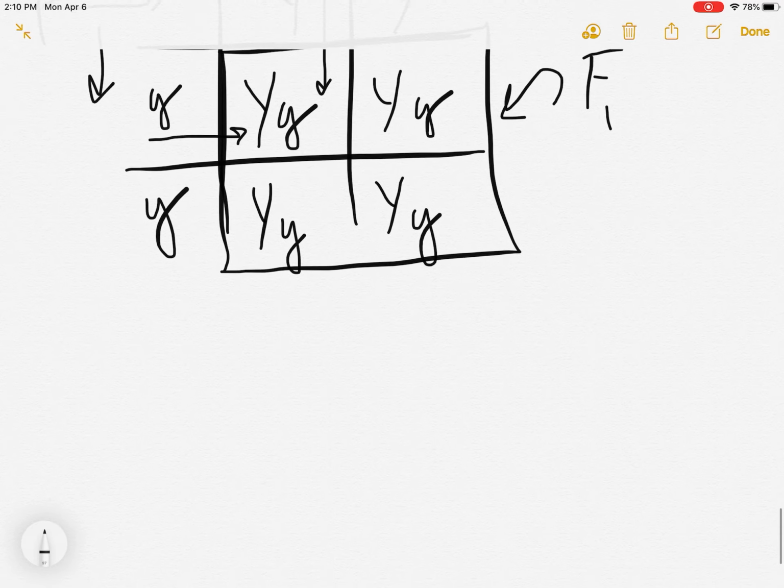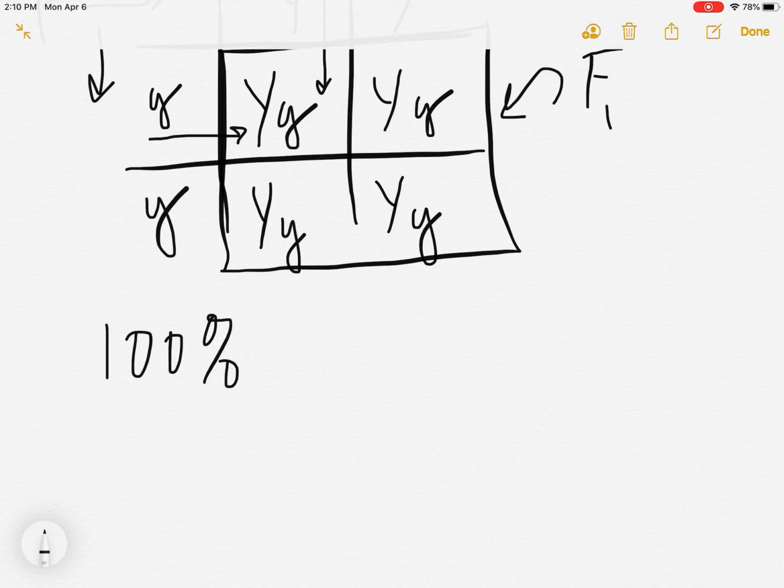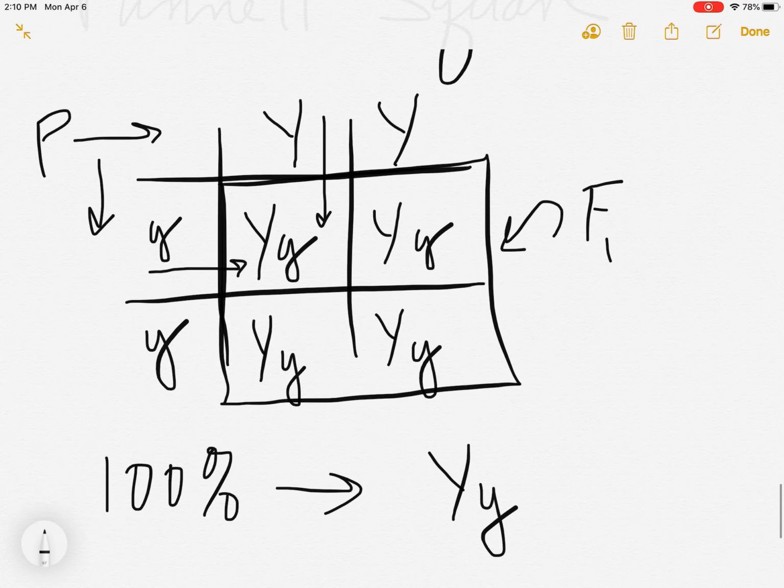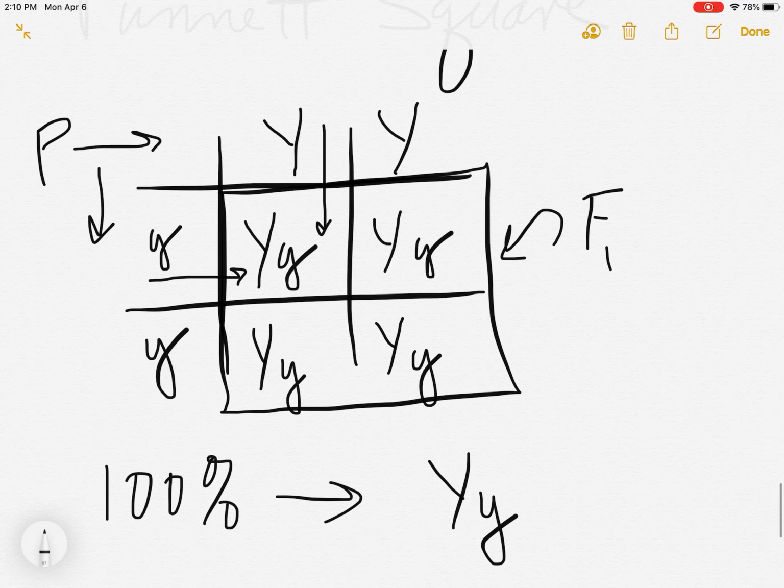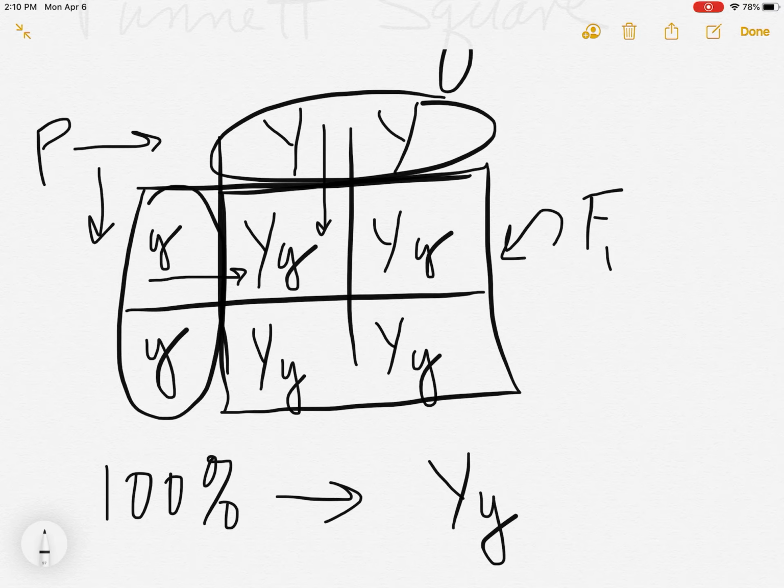If you look at our options, the ratio is that 100% of all babies formed will have to be this. There's no way to get two capital Ys or two small ys when we cross these parents, because all of the sperms have capital Ys and all of the eggs have little ys, or vice versa. It doesn't really matter if these are the sperms and the eggs on one side or the other. Okay.